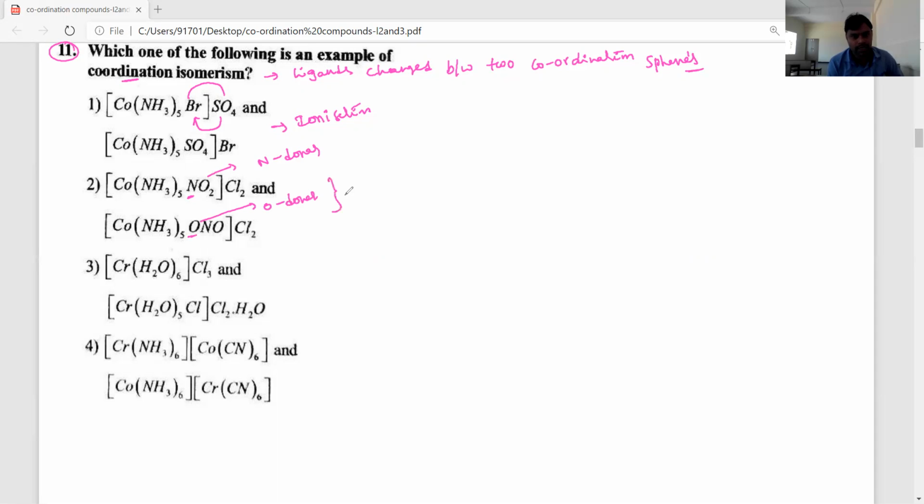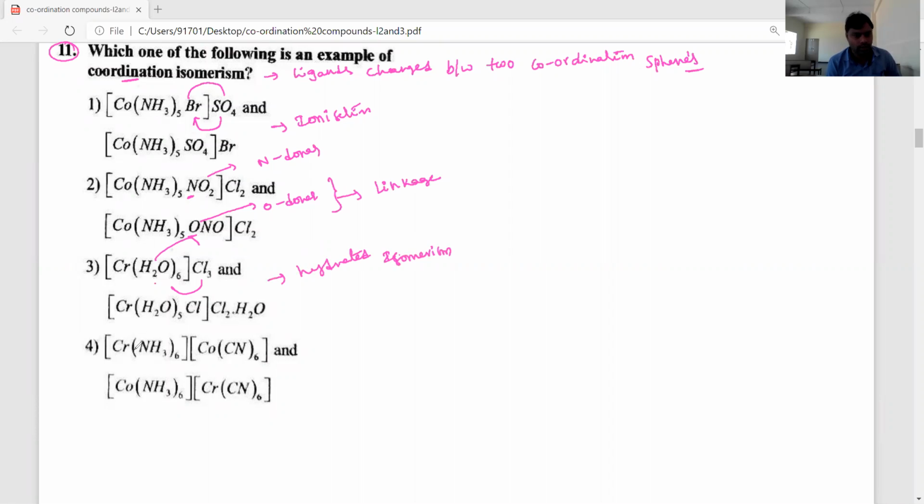That's why the second option is linkage isomers. Now here, let's see that water molecules are exchanged between the coordination sphere and the anionic sphere. That's why this is hydrated isomerism.